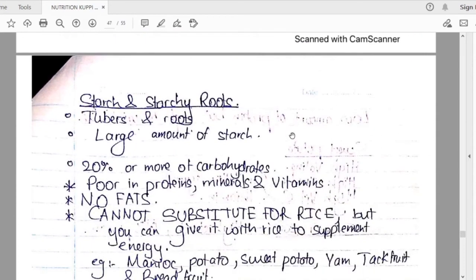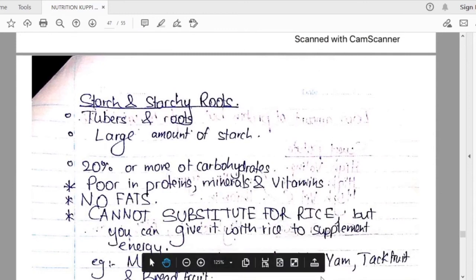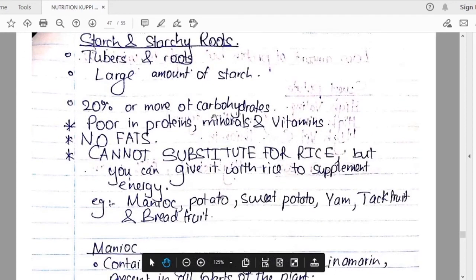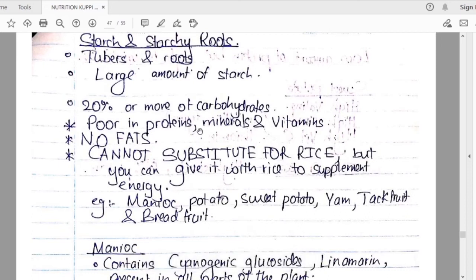Right, now we come to starch and starchy roots. Tubers and roots are crops containing large amounts of starch. 20% or more of them are carbohydrates. They are very poor in proteins, minerals and vitamins, and fats are almost absent. They cannot substitute for rice, but you can give them with rice to supplement energy.